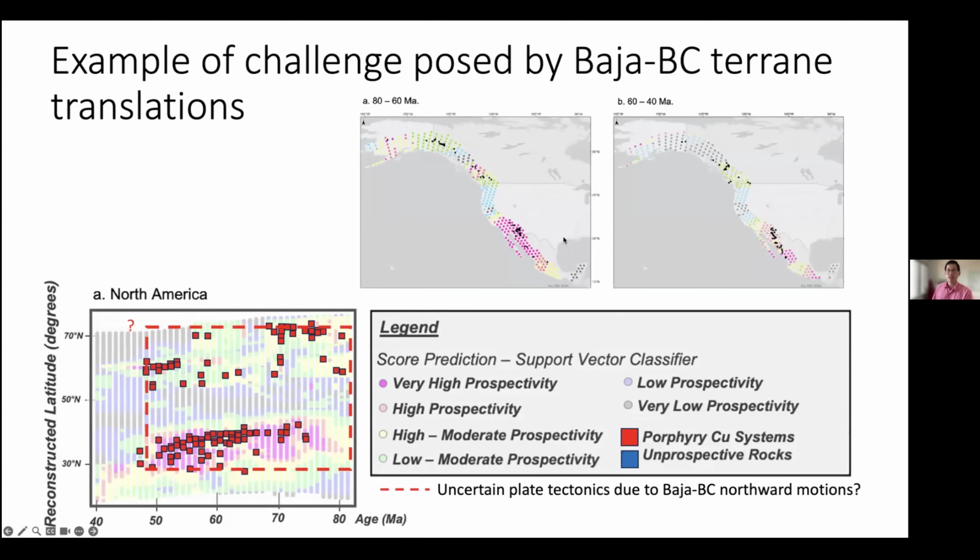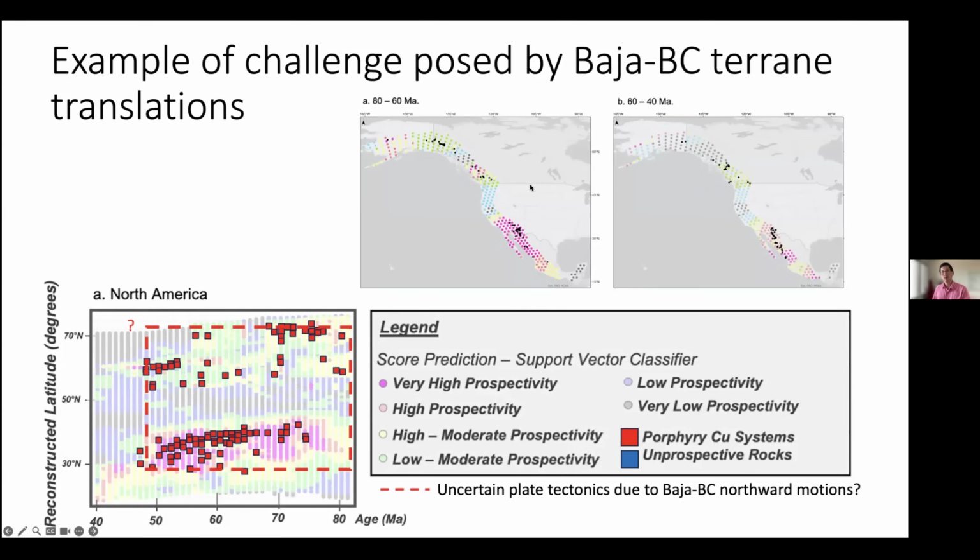But here's a map from a previous study showing copper porphyry prediction. So here in red are areas that would be very prospective, and the black dots show actual copper porphyry systems, and this is broken down by time.